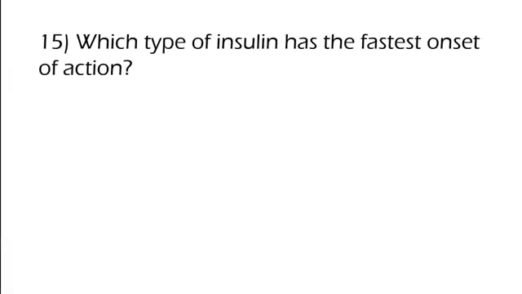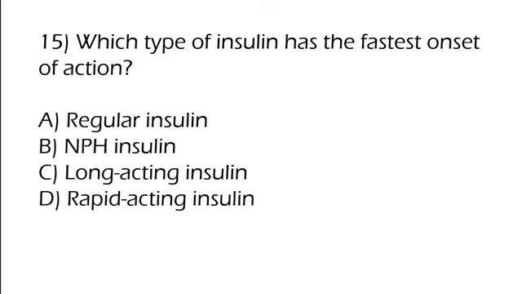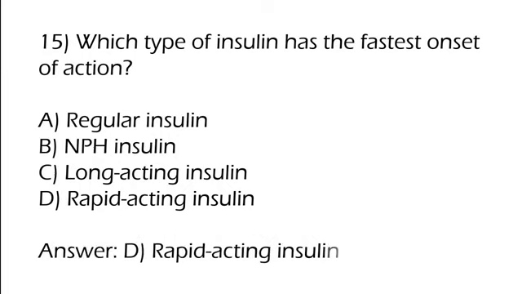Which type of insulin has the fastest onset of action? Regular insulin, NPH insulin, long-acting insulin, rapid-acting insulin. The correct answer is option D, rapid-acting insulin.